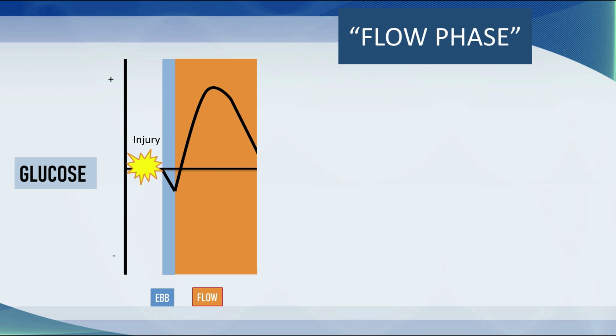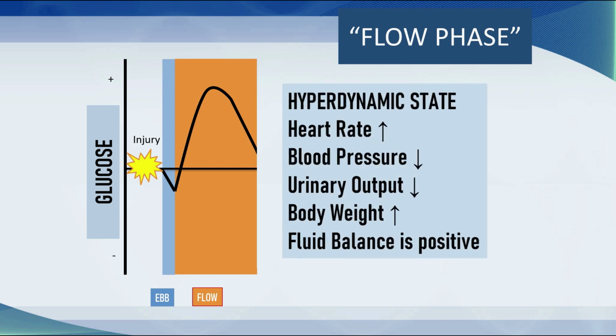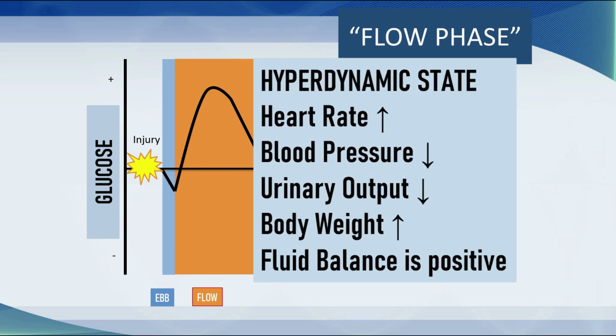Glucose goes up because of gluconeogenesis and glycogenolysis, so the patient has hyperglycemia. Then what you see physiologically is a hyperdynamic state where the heart rate goes up and the blood pressure drops because of vasodilatation. The urinary output stays low and body weight goes up because you're holding on to fluid. Often the patient is getting fluid intravenously or even drinking a lot of fluid, but they don't push a lot of that fluid out, and so the fluid balance becomes positive.